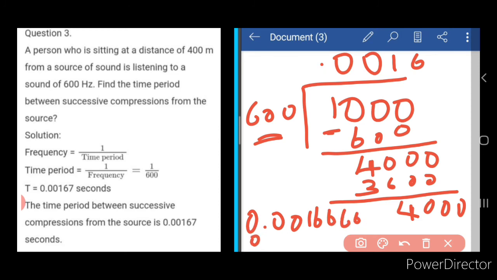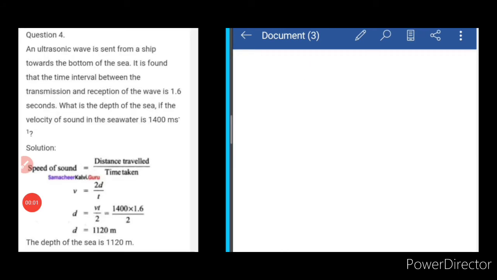So this can be rounded off as 0.00167, right? So what is the time period? The time period is 0.00167 seconds. The unit for time period is seconds, so that should be written. Don't forget to write the unit, children. Moving to the fourth question.